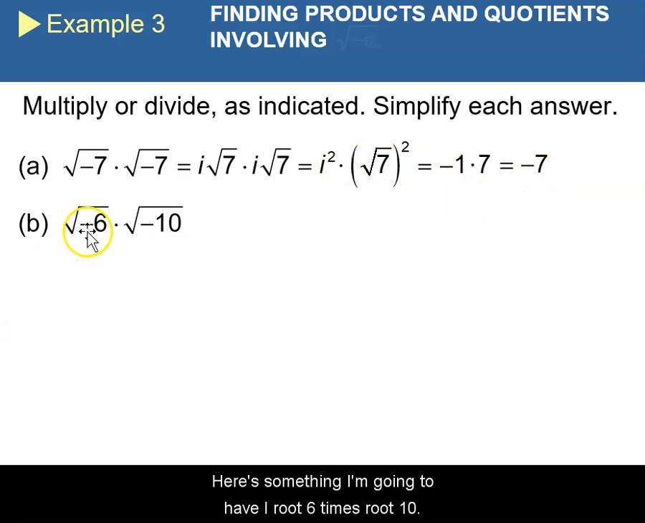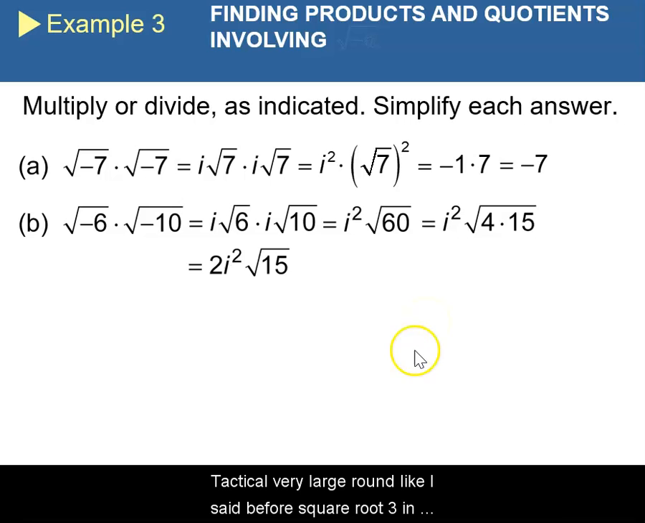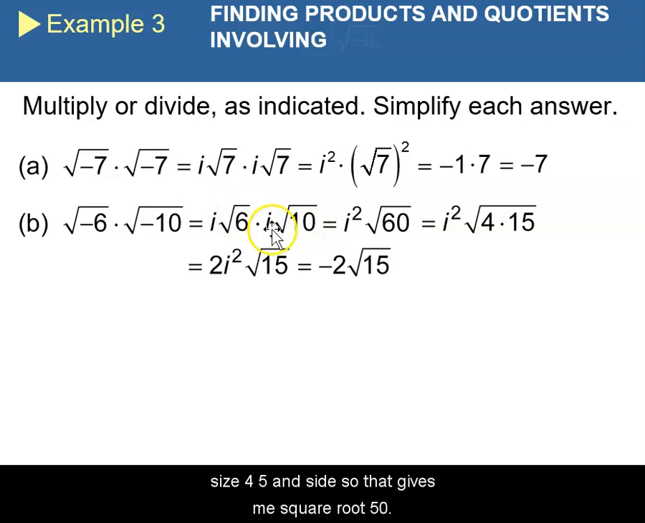Right. Here, same thing. I'm going to have i root 6 times i root 10. And then I can look for common factors. They both have a 2 here. So I'll have negative 2, so 2i squared square root 3 square root 5. Okay. They like to go a very large roundabout way. But as I said before, square root 3 inside, square root 5 inside. So that gives me a square root 15. Okay.